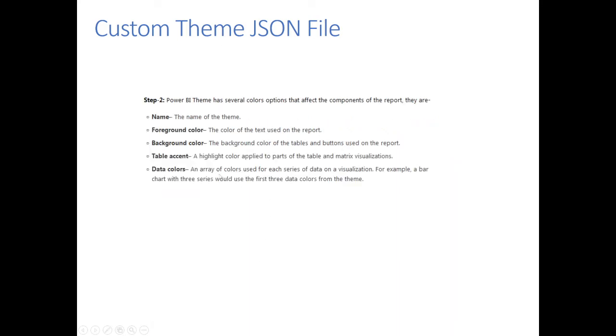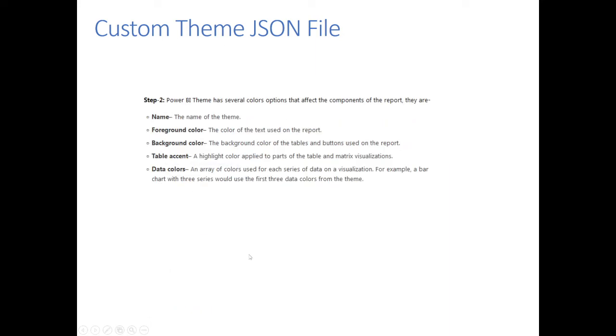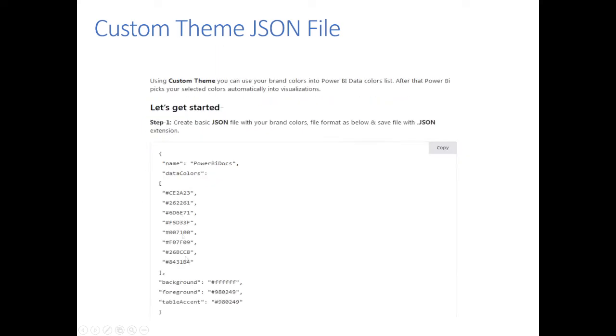Background color, the background color of the tables and buttons used on the report. So with background color, the tables and the buttons will have a white background. Table accent, a highlight color applied to parts of the table and matrix visualization. So this is table accent.